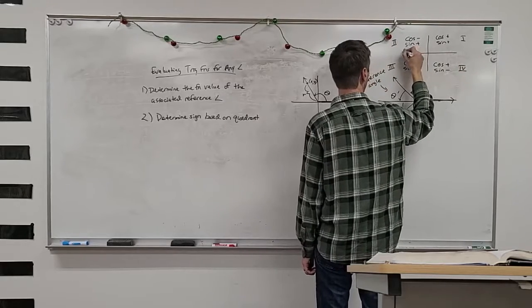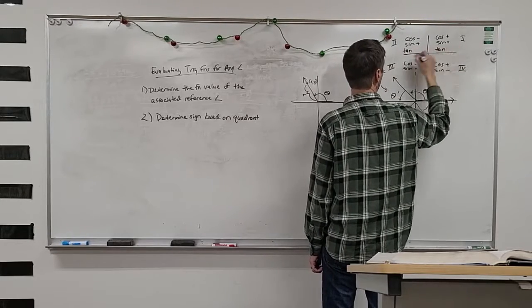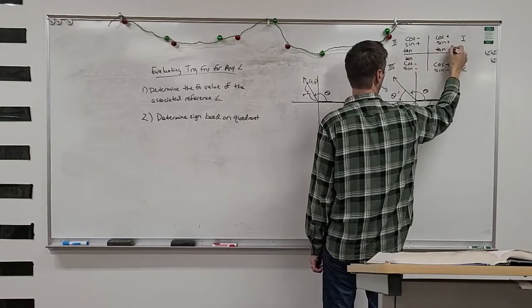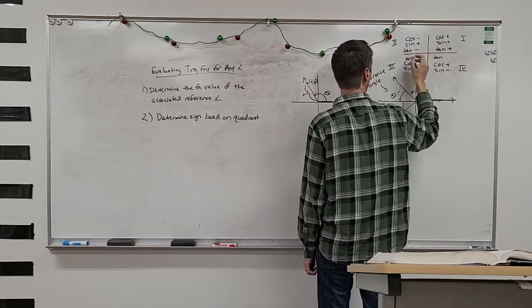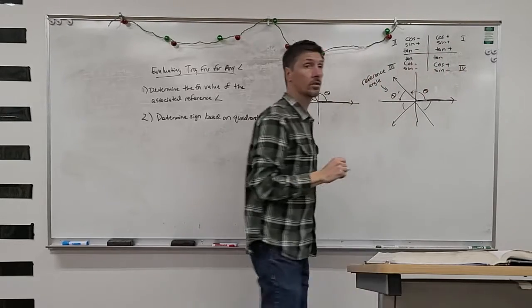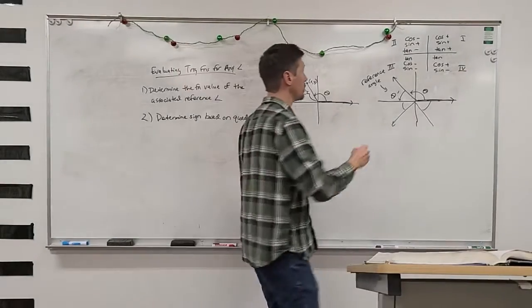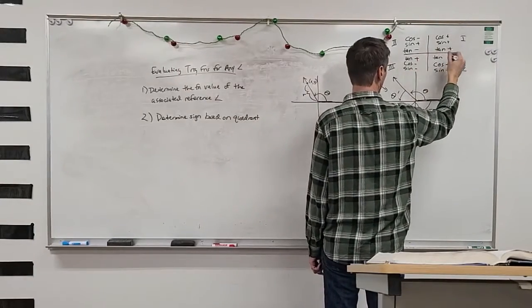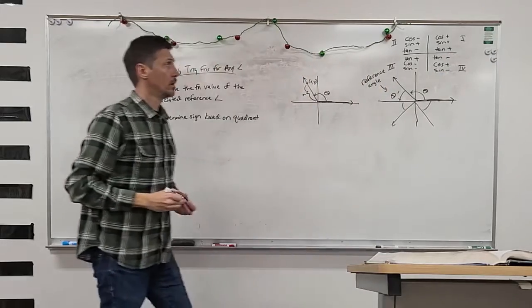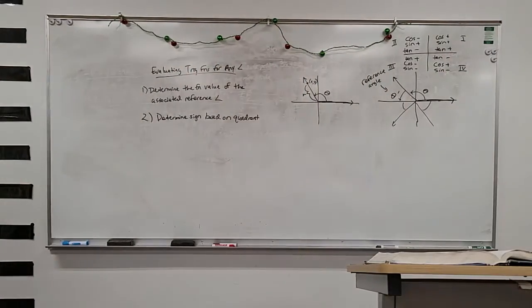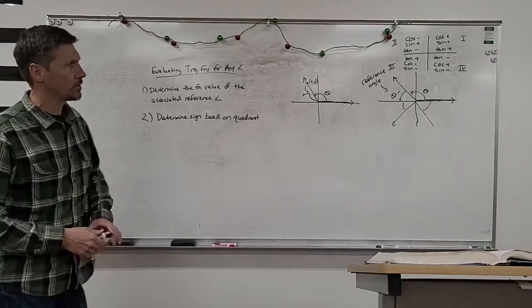And then finally tangent. What's the sign going to be in quadrant 1? Positive. Here it's going to be negative. No, wait, it's going to be positive in quadrant 3 because it's sine over cosine, right? And then negative here. And then of course, since secant is the inverse of cosine, it's going to have the same sign that cosine does. Cosecant is the inverse of sine, so it'll have the same sign as sine. And cotangent will have the same sign as tangent.